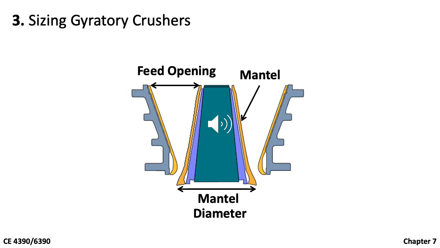Gyratory crushers are sized by their feeding opening and the diameter at the base of the mantle in inches. For example, if the feeding opening is 60 inches and the mantle diameter is 89 inches, this crusher is called a 60 by 89 inch crusher.